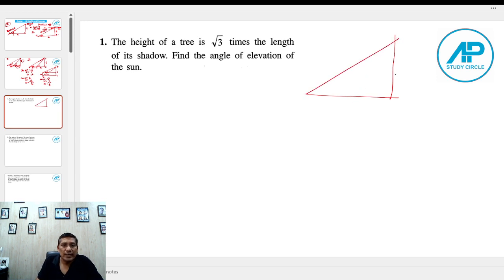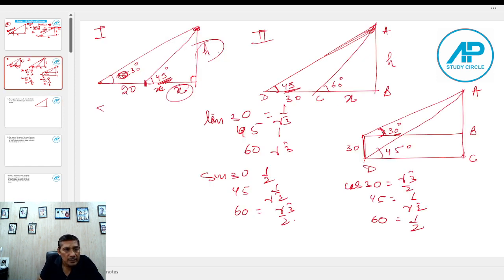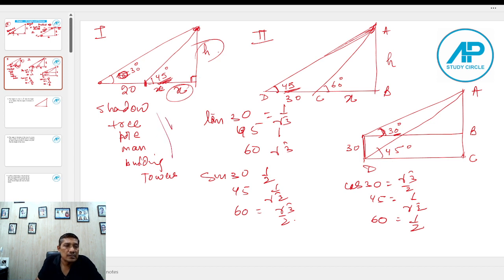The height of tree is root 3 times the length of shadow. I told you earlier, shadow is base. So understand this point, please. Here, shadow, trees, pole, standing man, buildings, towers, they all are perpendicular to the ground. They all make angle of 90 degree on the ground.